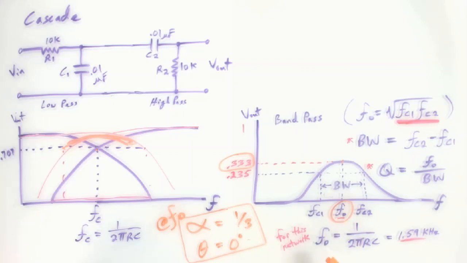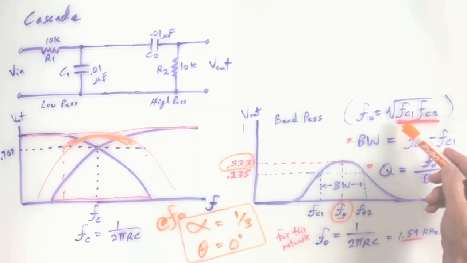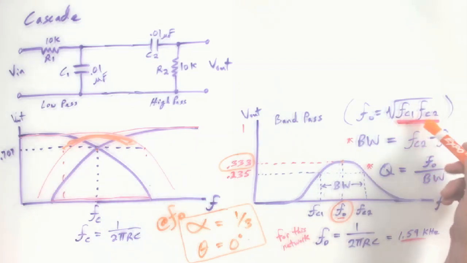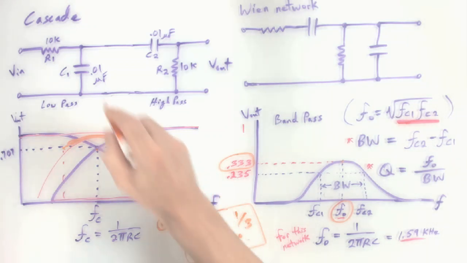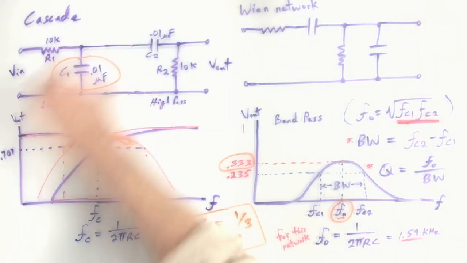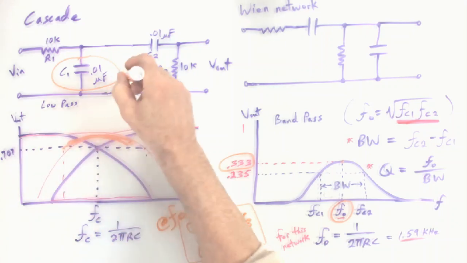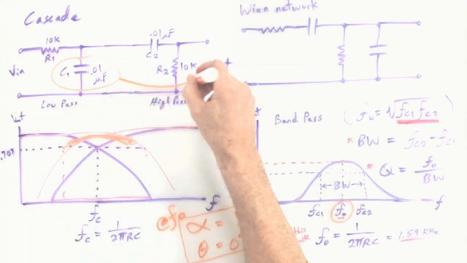In the theory setting, for our circuit, it's this 1/2 pi RC. Or for a more generic approach, if you have cutoff frequencies that you're cascading that are different from each other, then you're looking for a geometric center of those cutoff frequencies, the square root of the product. And here's kind of a punchline for this whole presentation. Take that capacitor, move it over to here.